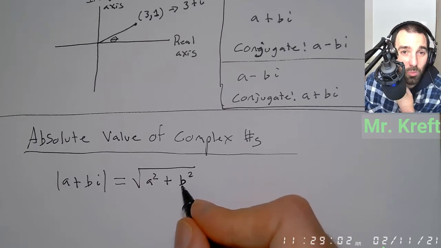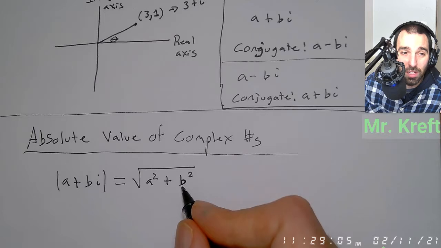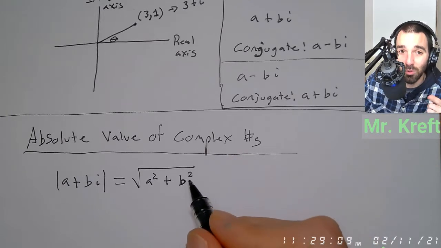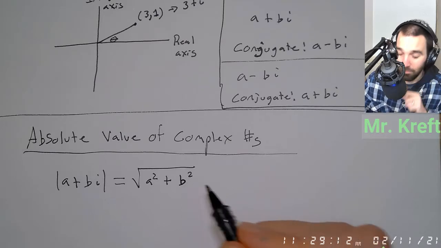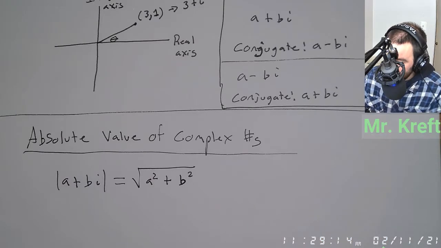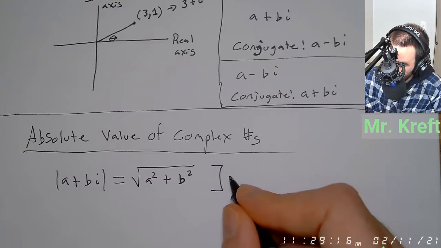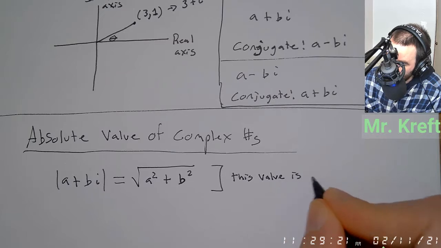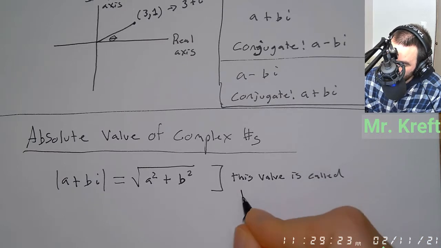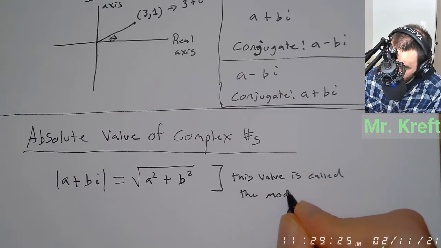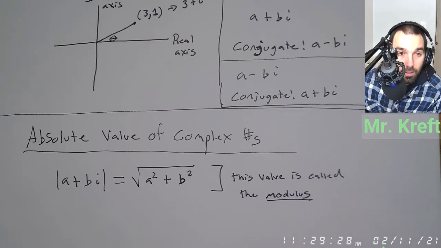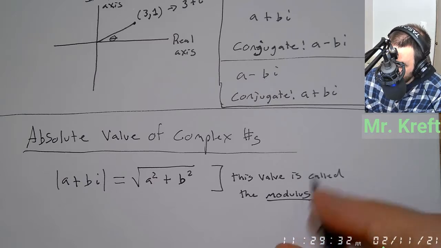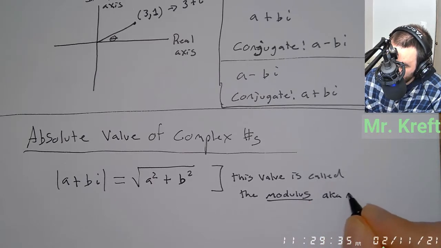Right, and the reason why there's no i here is, what's i squared? I squared is just 1. So I just want to point that out. The reason why there's no i here is because i squared is 1. Okay? All right. This value is called the modulus. So it's called the modulus, and that is just, aka, the magnitude.